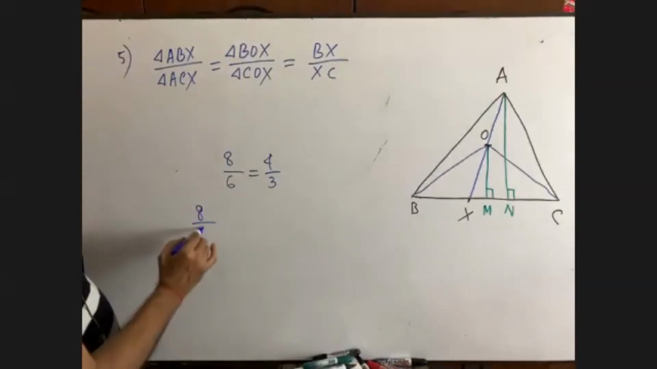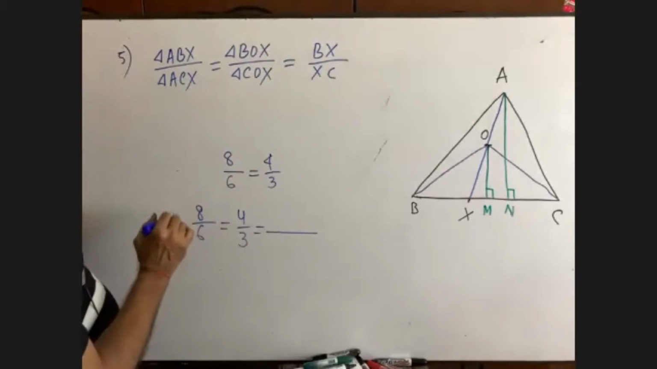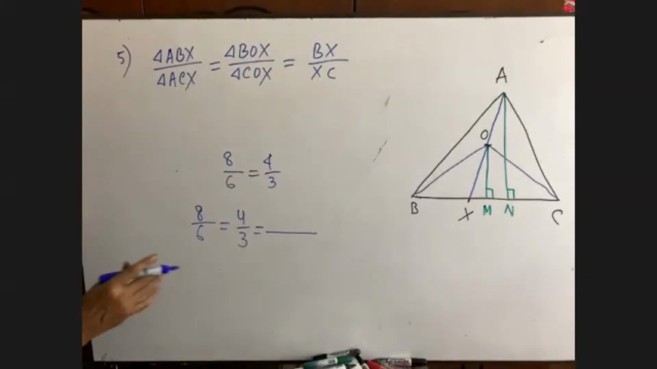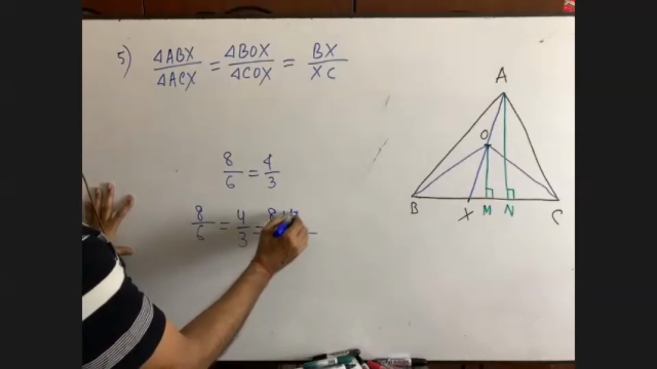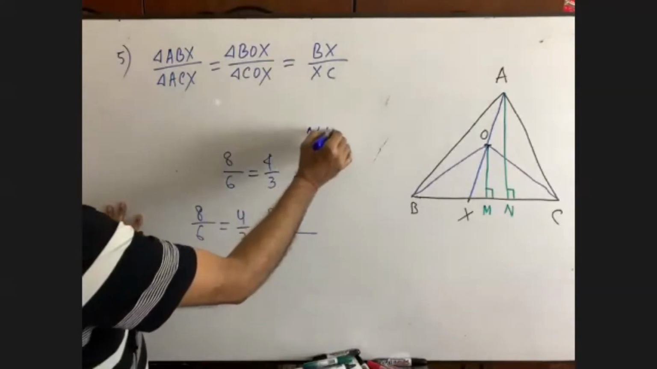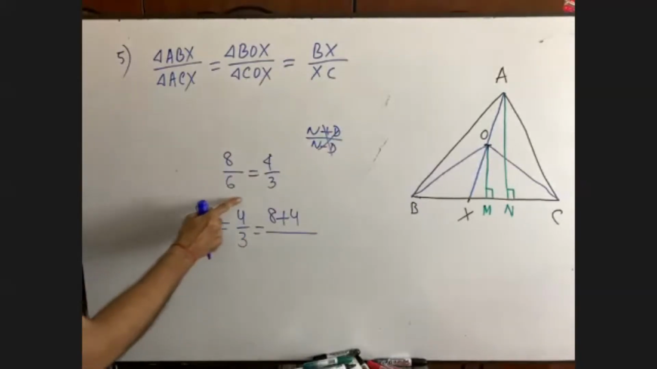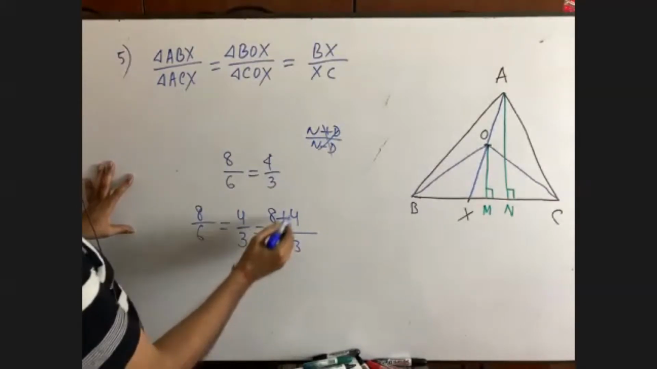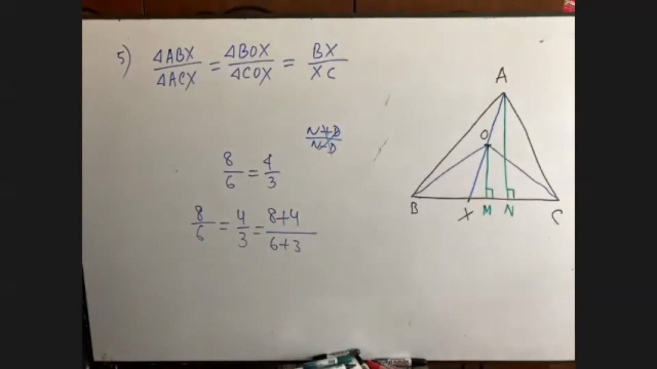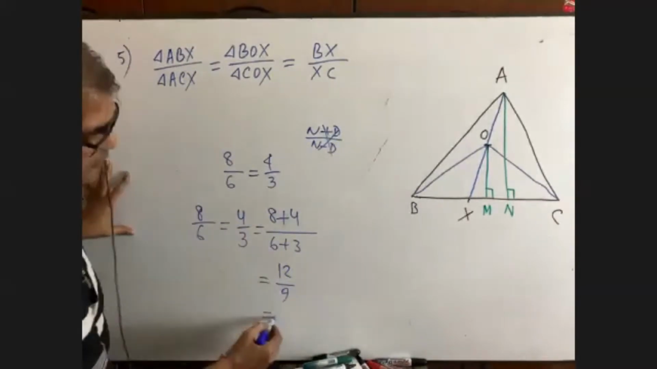Can you write 8 by 6 equals 4 by 3 is equal to... we will not go for componendo and dividendo, but we are doing something else. 8 plus 4, numerator plus numerator, and denominator plus denominator. Can you please let me know what is its value? Its value is 12 by 9, and you see its value is 4 by 3.